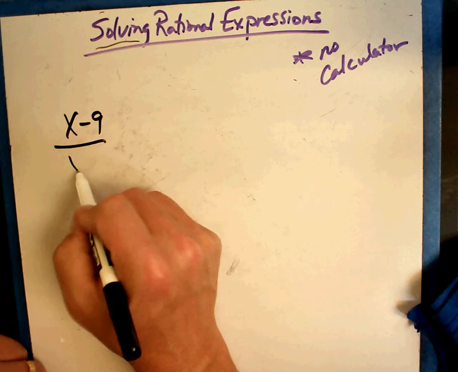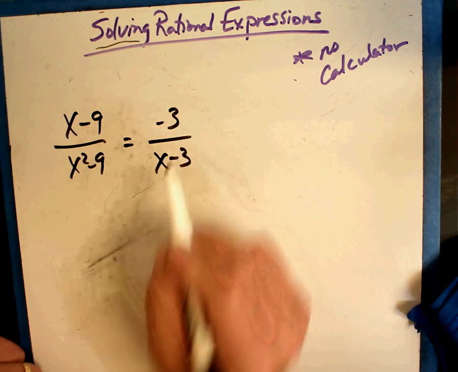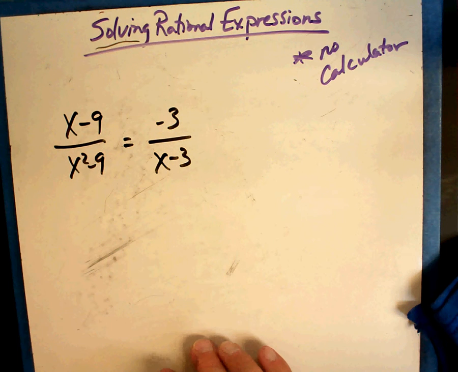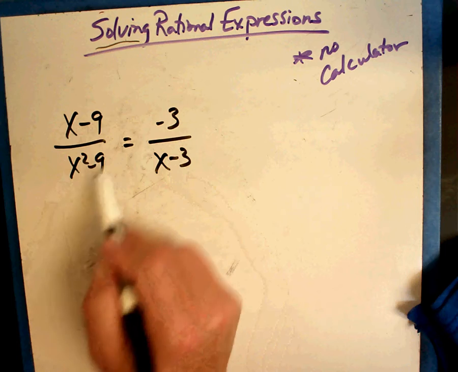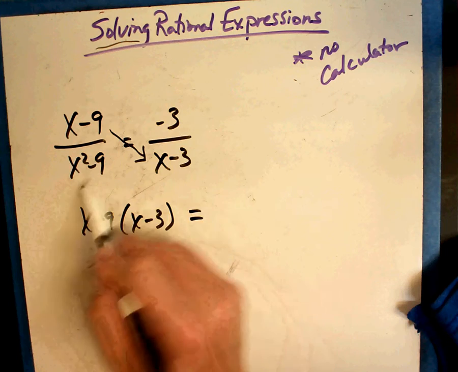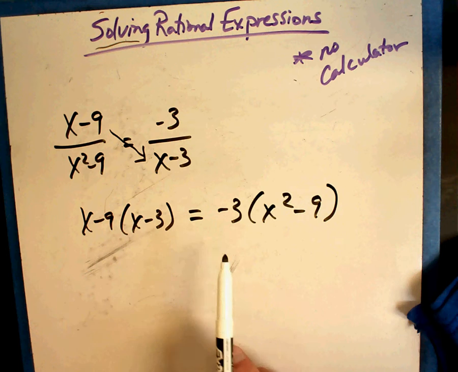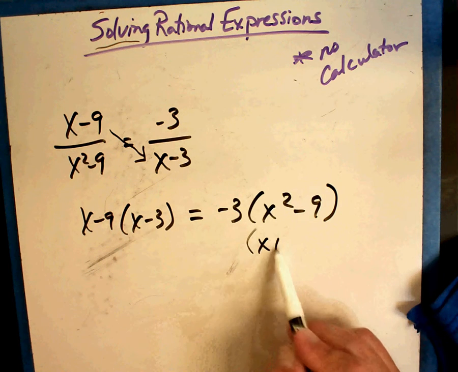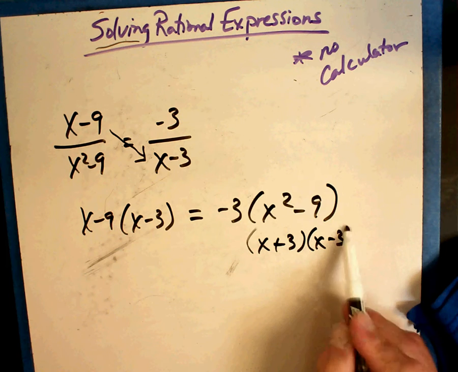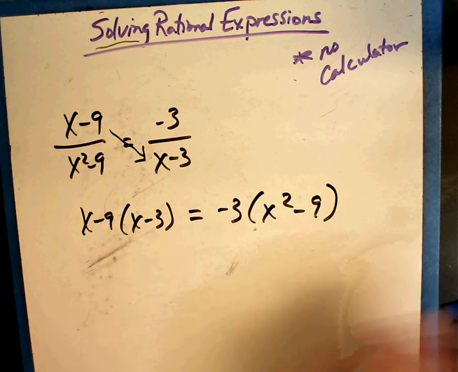x minus 9 over x squared minus 9 equals minus 3 over x minus 3. Fraction equals fraction. Somewhere along the way, you're going to end up cross-multiplying. And so what I'm going to do is cross-multiply to get rid of the fraction. So this times this is x minus 9 times x minus 3 equals minus 3 times x squared minus 9. And you may think, well, why didn't you multiply through? Well, I see that x plus 3, x minus 3 is that, but I'm not dividing, so I can't reduce. Let's see if we do multiply through.